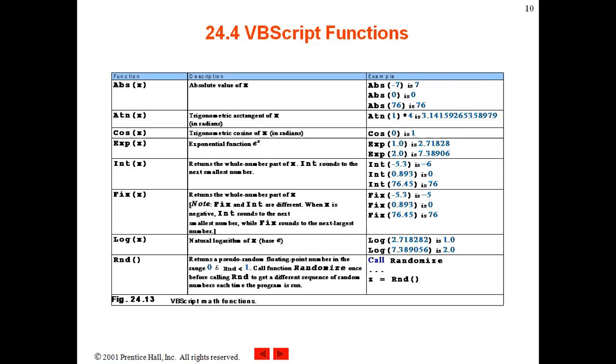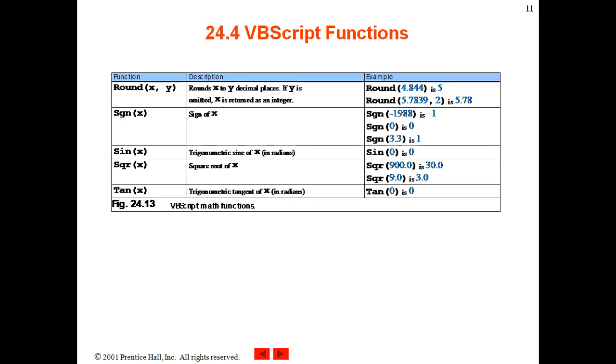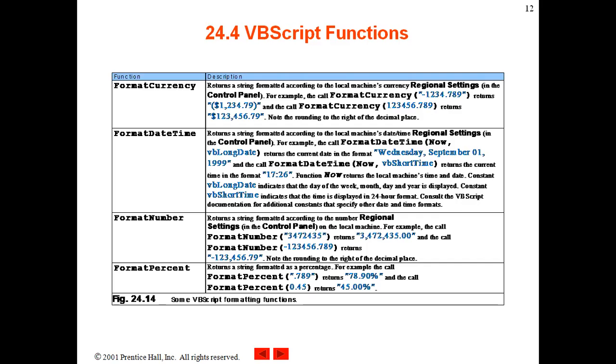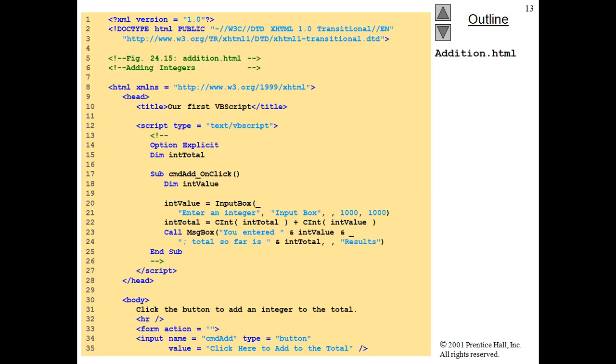So there are other functions which are possible in VBScript. That is absolute value of x, trigonometric arctangent of x, cos x, cosine values, expression functions, integer of x, and Fix returns the whole number part of x. Now coming to the other functions: sine of x, square root of x, tan of x. So these are the different types of functions which are used here.